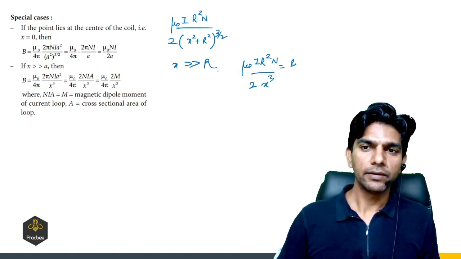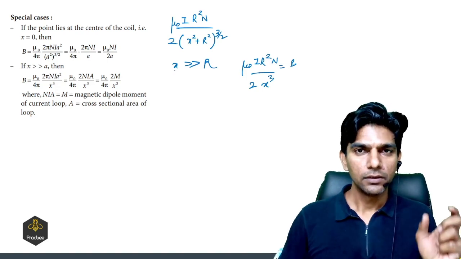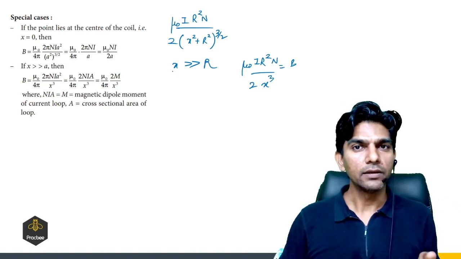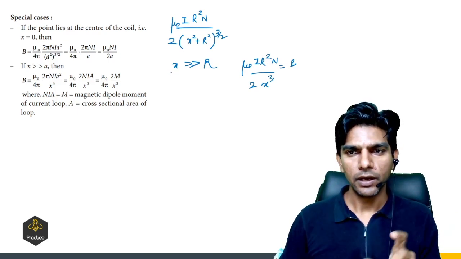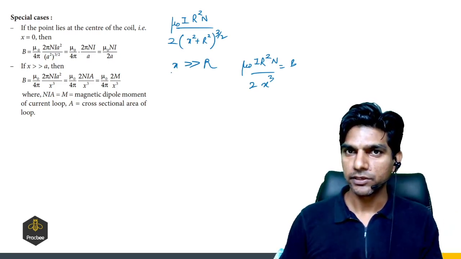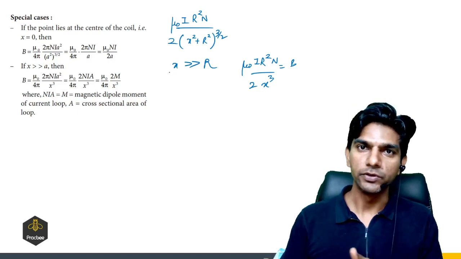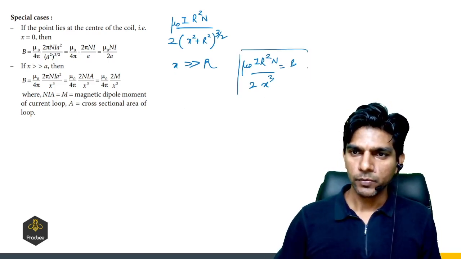And here basically the current carrying loop is behaving like a magnet or magnetic dipole, right? So I will again come back to this particular section when we discuss magnetic dipole in this video. So do remember this formula.